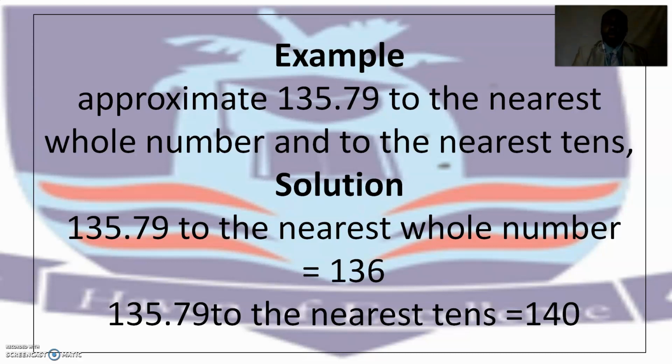Rounding off to the nearest whole number simply means we don't want to see any decimal points in this number. So you round off every number after the decimal points, and in that case we are going to have 136, rounding off 9 and 7. And if we are told to round off to the nearest 10, that means we don't want to see any digit after the tens. That means no unit and no decimal places. So we are going to round off 5, 7, and 9, and that's going to give us 140.